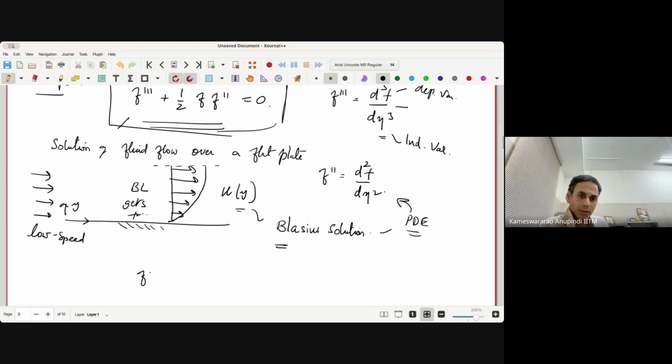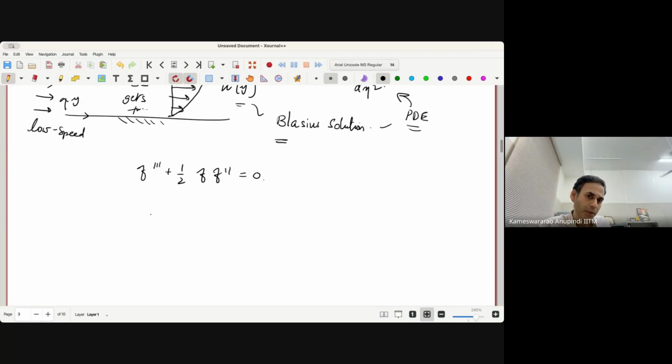So for that reason, let us now define, in the equation f triple prime plus 1/2 f f double prime equal to 0, a variable called g equals f prime. So I'm defining df by d eta as g, and then let me define h equals g prime. I've defined another variable h equals g prime. That means h equals g prime, but g equals f prime. So this is f prime, this is f double prime.